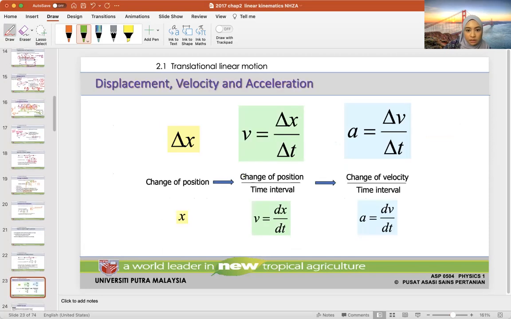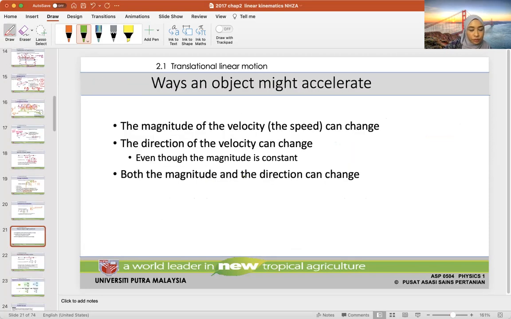Okay, kita tengok example. Let's see example. Okay, let's talk about the example now. Share screen.